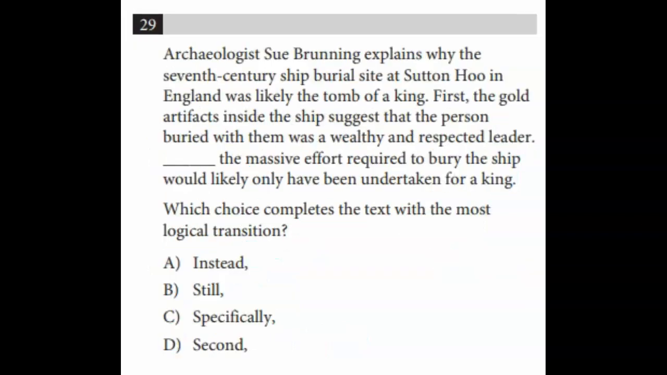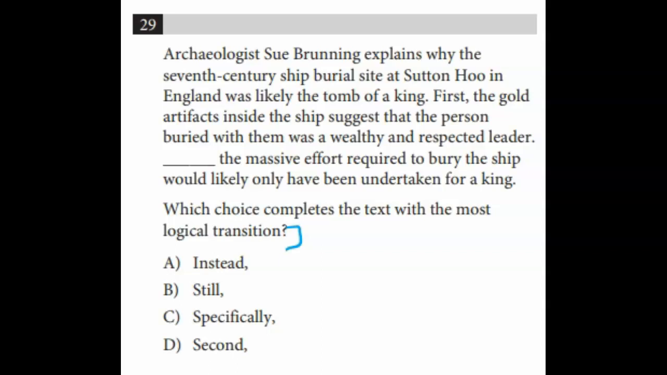All right, number 29. We're looking at the logical transition here, so let's read it. Archaeologist Sue Brunning explains why the 7th century ship burial site at Sutton Hoo in England was likely the tomb of a king. First, the gold artifacts inside the ship suggest that the person buried with them was a wealthy and respected leader. Okay. Blank, the massive effort required to bury the ship would likely only have been undertaken for a king.